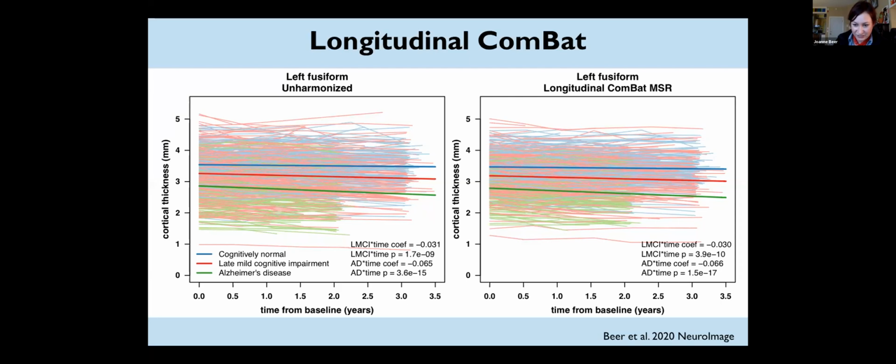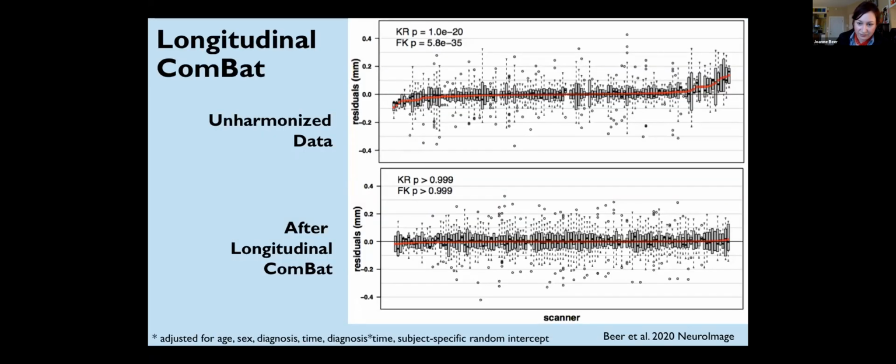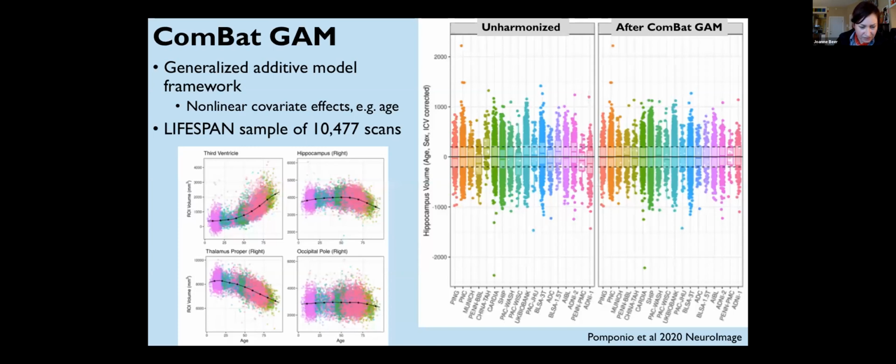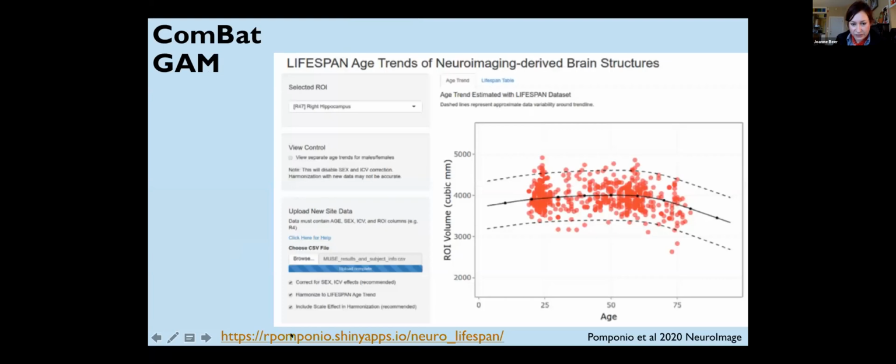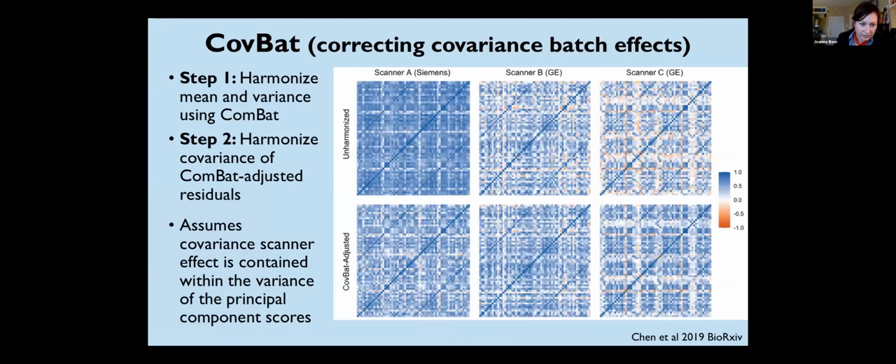I'll just skip over some of these. These are unharmonized and after harmonization in longitudinal. Here, this is a ComBat GAM example, where we have nonlinear age effects. They harmonized a very large lifespan sample. And this is a very cool Shiny app you can go and look at. And actually, Andre Marquand was saying you can't harmonize new scanners, but actually Ray did find a way to enable people to upload data and then harmonize them to the lifespan sample. So that could be done.